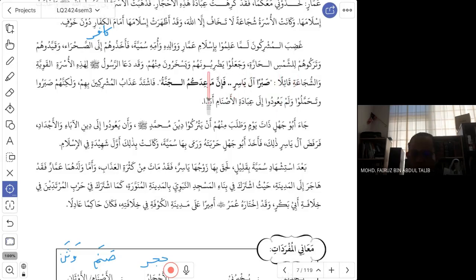وَجَعَلُوا يَضْرِبُونَهُم, and they started. The word ja'ala here means started. So they started beating them. Yadribu, daraba, to beat. يَضْرِبُونَهُم وَيَسْخَرُونَ مِنْهُم, and they started to mock them, to ridicule them. Yaskhar, okay, to ridicule somebody, you say yaskhar. So they started beating and ridiculing them.